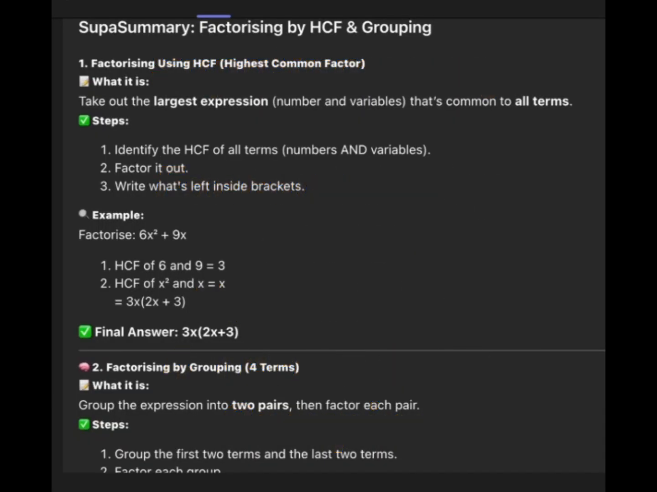Hello, grade 9s. This is a super summary on factorizing. Just two of the methods we're going to look at here: highest common factor and grouping.